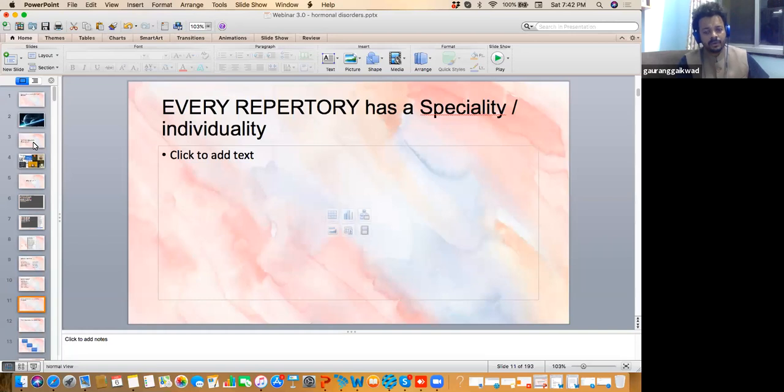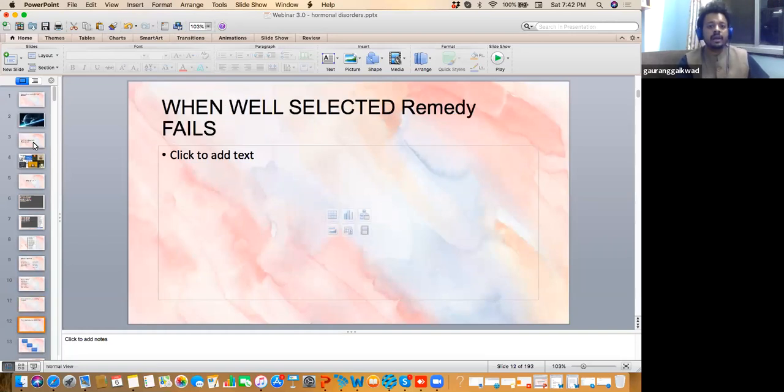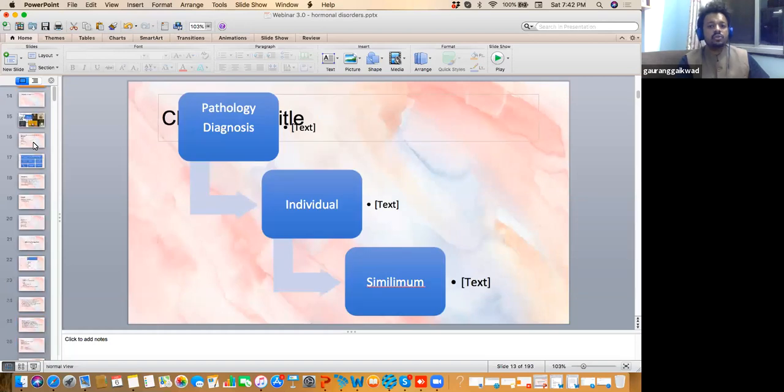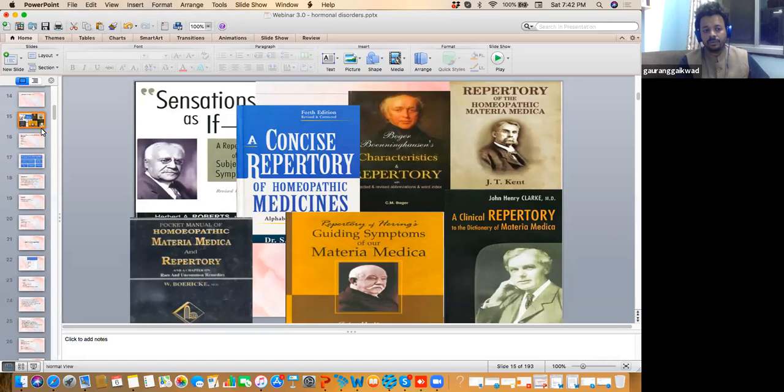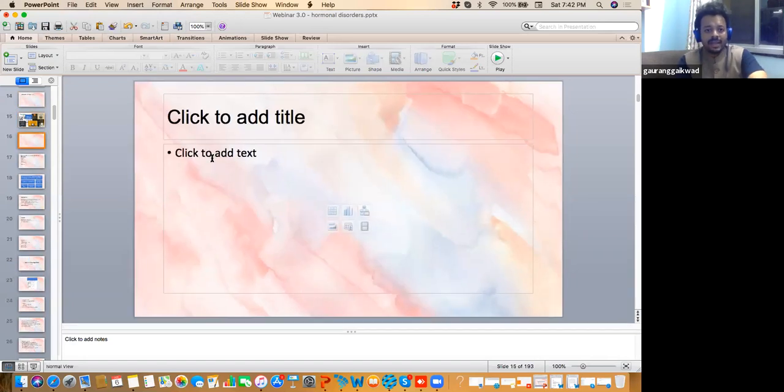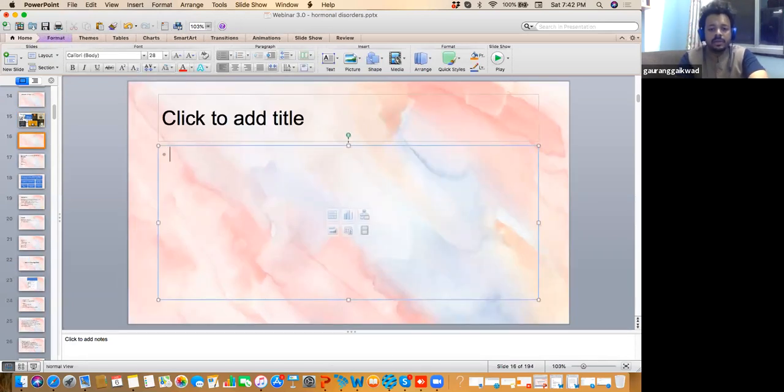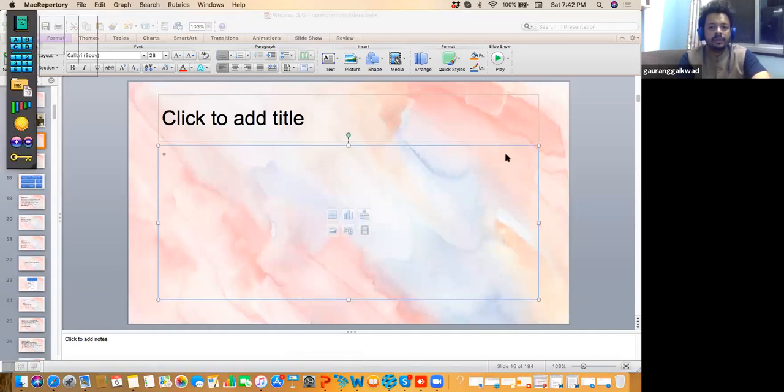Every repertory has a speciality or an individuality. And the idea is you should know when to use which repertory. That's the whole secret of knowing what repertory to use. Let me just give you a little bit of an example.